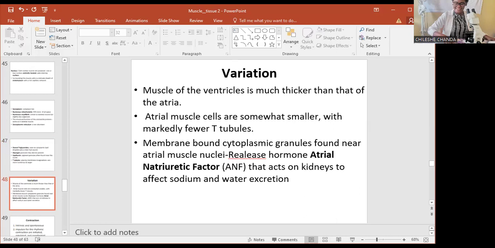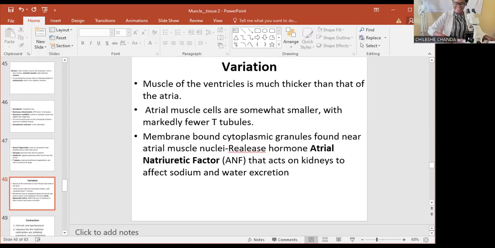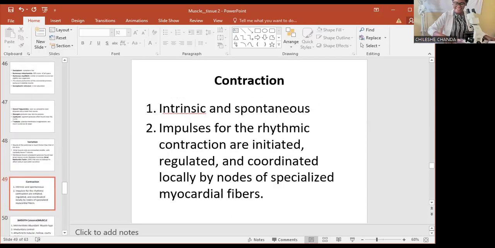The muscle of the ventricles is much thicker than that of the atria. Atrial muscle cells are somewhat smaller with markedly fewer T-tubules. Membrane-bound cytoplasmic granules found near the atrial muscle nuclei release the hormone atrial natriuretic factor that acts on the kidneys to affect sodium and water excretion. Those are just points of addition.